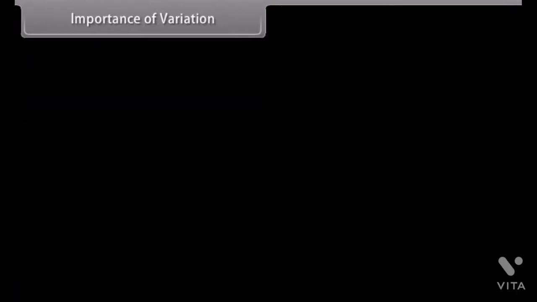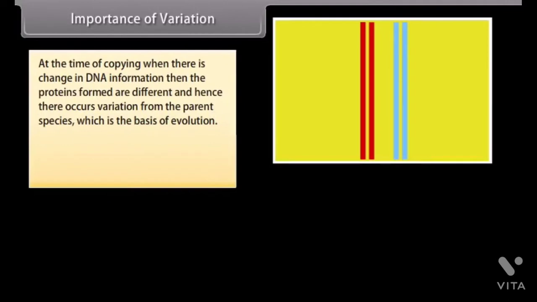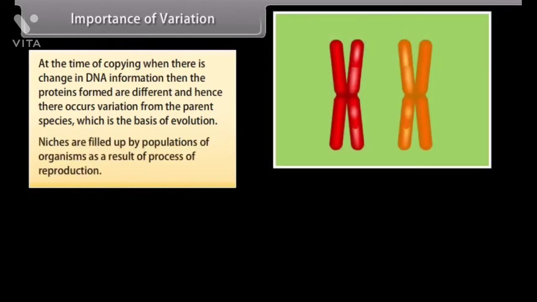Importance of variation. At the time of copying, when there is change in DNA information, then the proteins formed are different and hence there occurs variation from the parent species, which is the basis of evolution. Niches are filled up by populations of organisms as a result of process of reproduction.